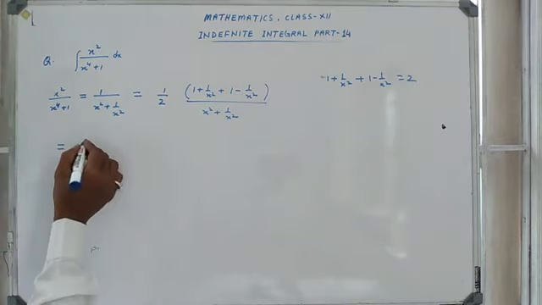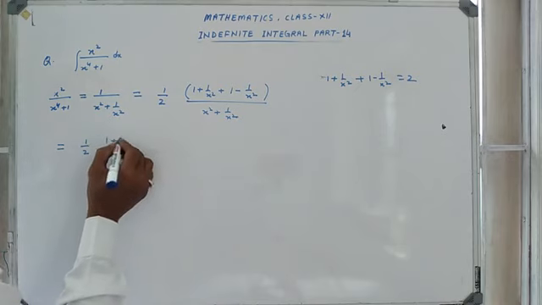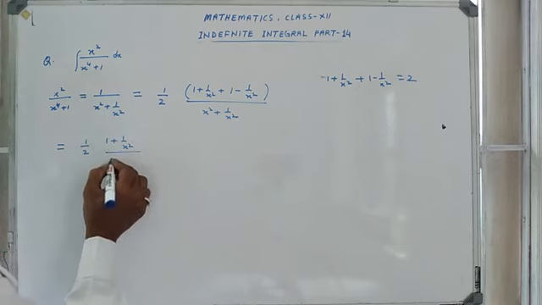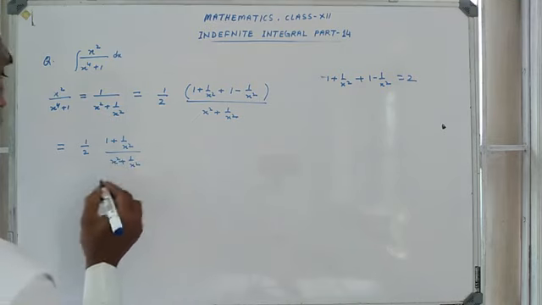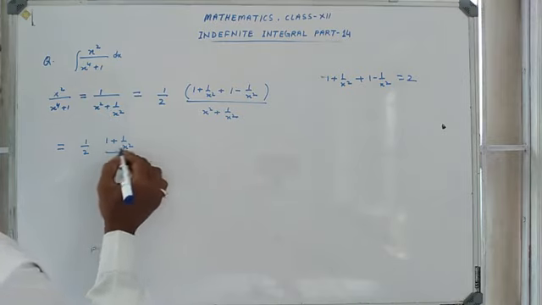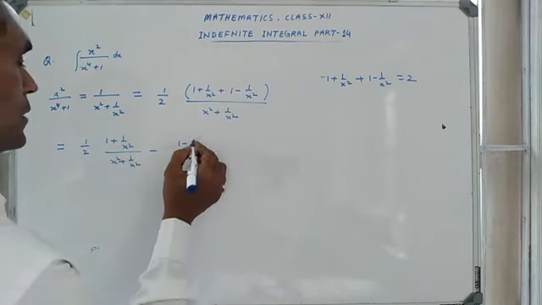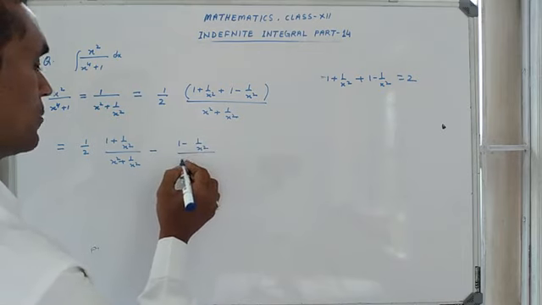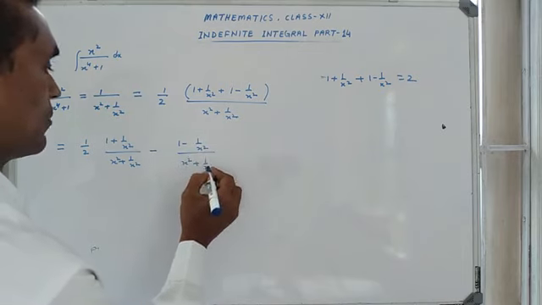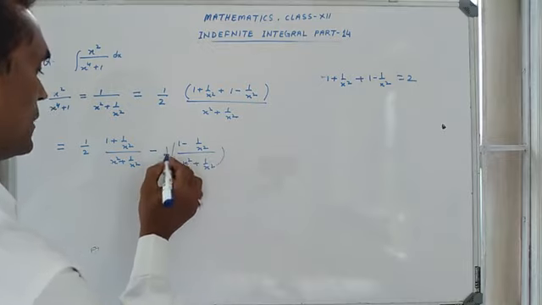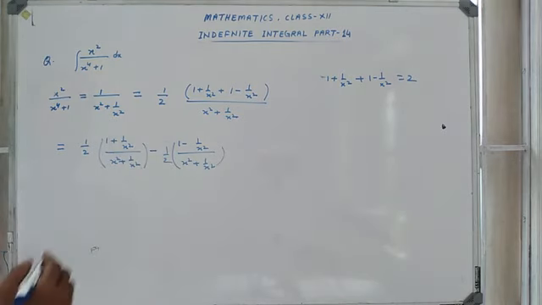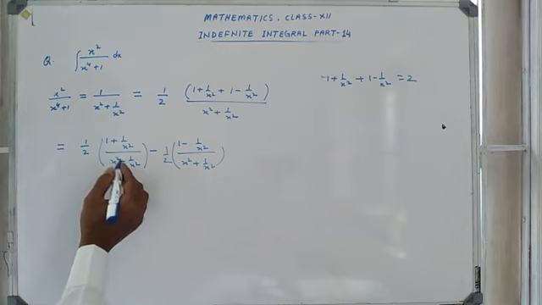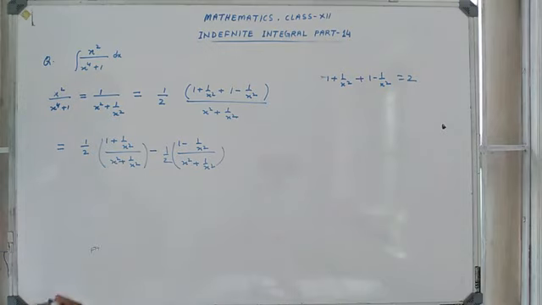Now divide it separately. 1 by 2, 1 plus 1 by x square divided by x square plus 1 by x square, and then plus 1 by 2, 1 minus 1 by x square divided by x square plus 1 by x square. Now you change this to x minus 1 by x form, and here to x plus 1 by x form.